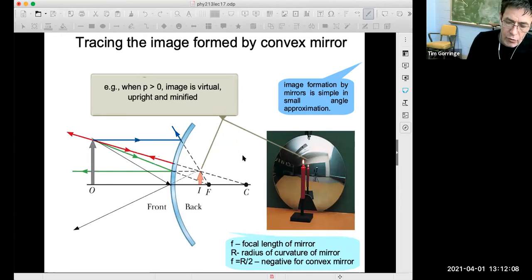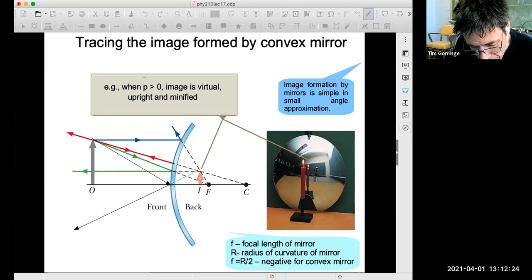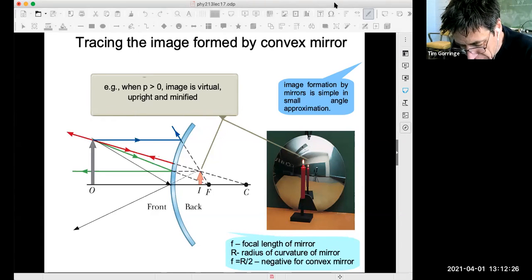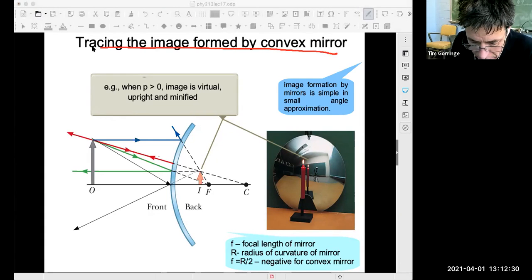Well, that was ray tracing equations and demonstrations for a concave mirror. Now let's look at ray tracing equations and demonstrations for a convex mirror. And so this slide is the ray tracing for a convex mirror.